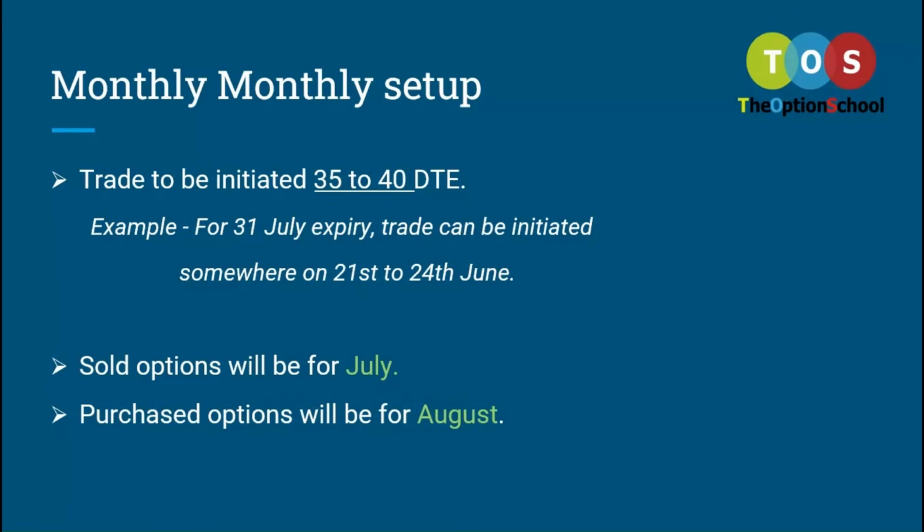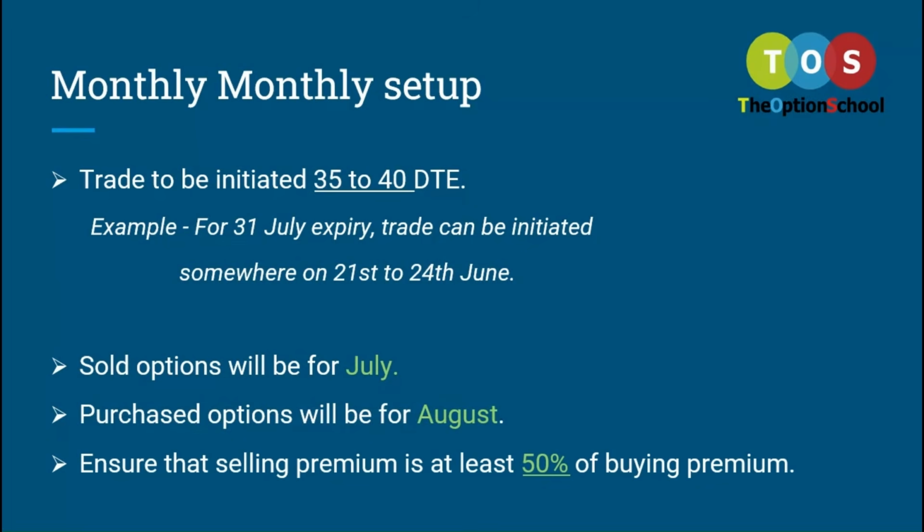Another thing we need to ensure is that the selling premium is at least 50% of the buying premium. Now what does this mean? If I take this example, I will be buying for August. Let us say whatever I have purchased for August, its value is 500 rupees. So whatever I am selling for July should be more than 250 rupees. That means it is at least 50% of the buying premium.